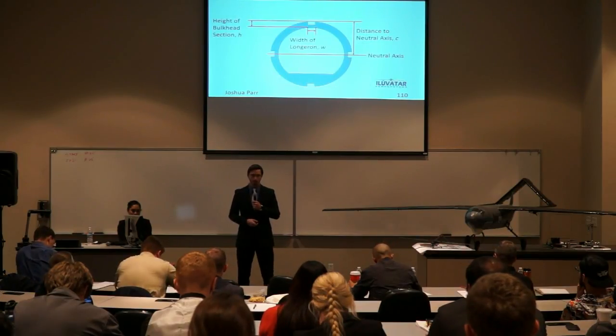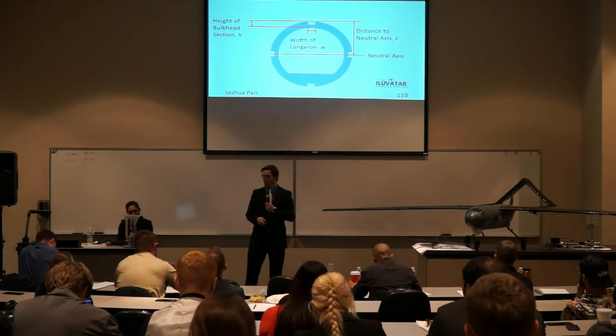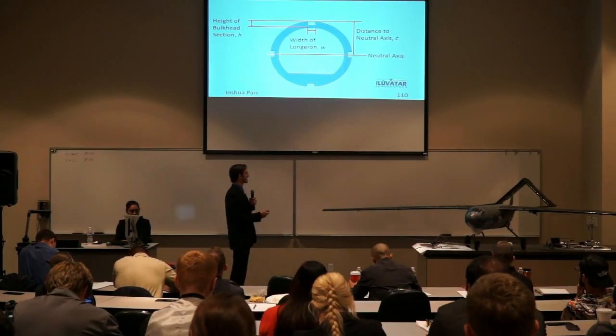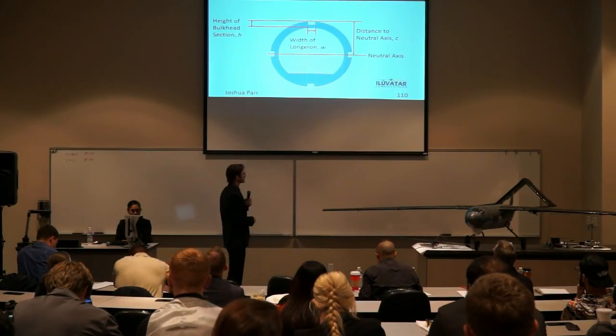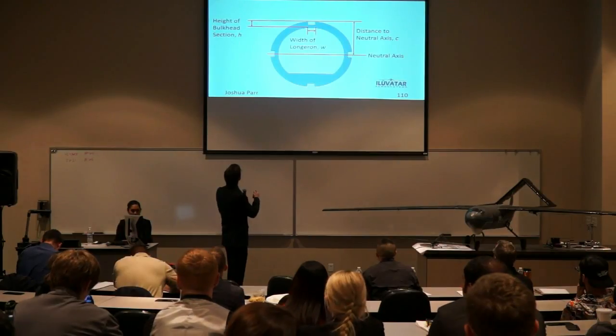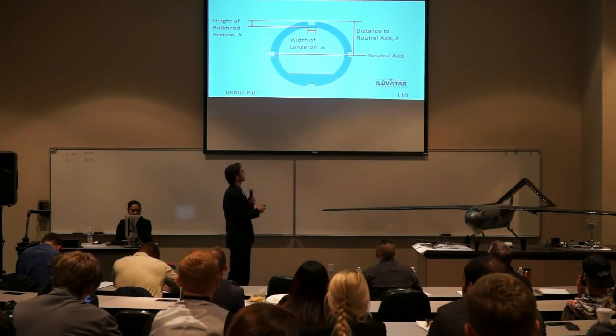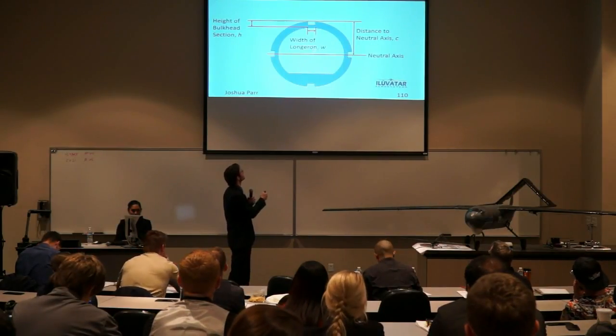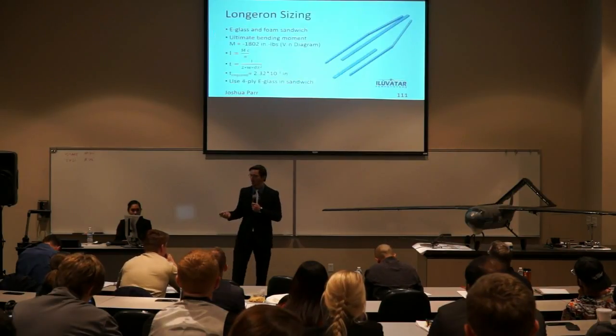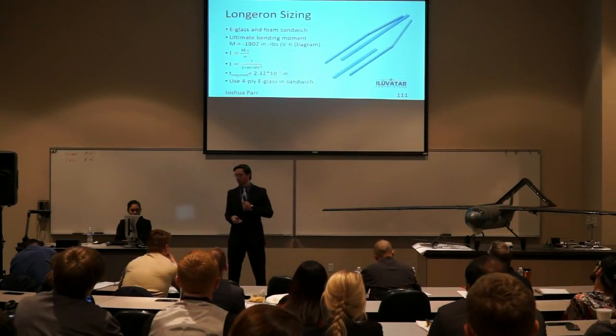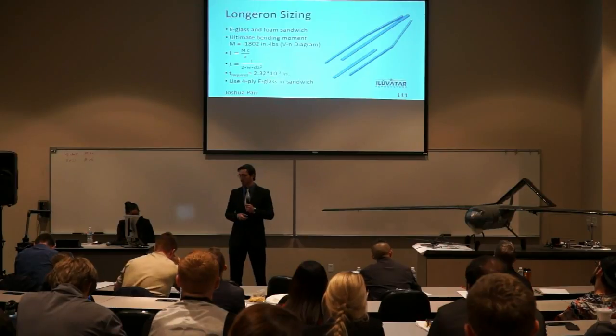This is a brief image of one of our bulkheads. It was mainly shown to show you some of the values you're going to see in the equations that are going to follow. You have H, which is the height of the bulkhead section, and then you have C, which is the distance to the neutral axis. The neutral axis is shown, and the width of the longeron is the variable W.